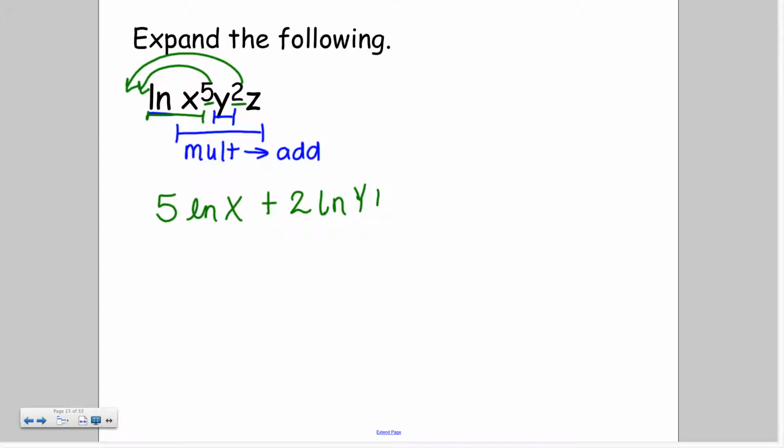All right, and then we have one more. And if you look, z's not raised to a power, so we don't have to move anything. We're just going to have ln of z. And that's going to be my answer.